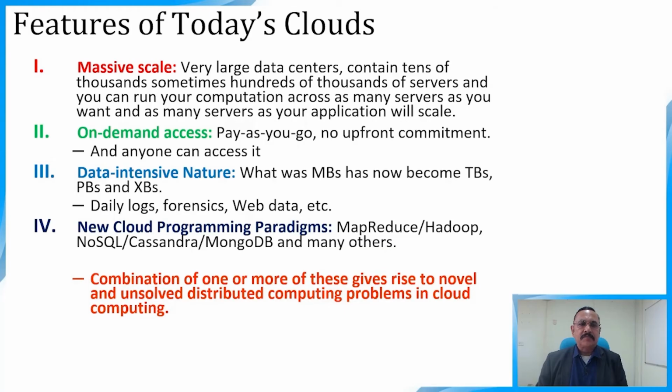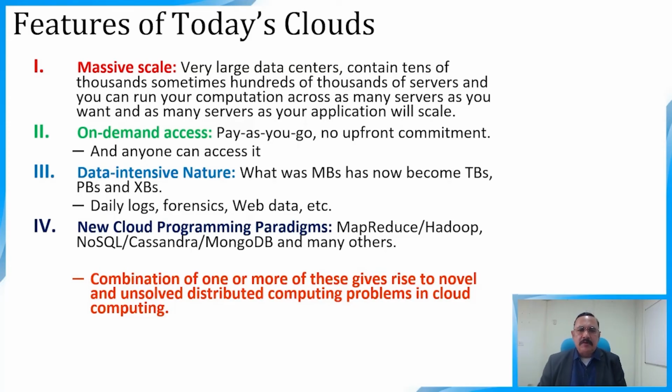The first important feature is called massive scale in today's cloud. What do we mean by massive scale? It is very large data centers containing tens of thousands and sometimes hundreds of thousands of servers, and you can run your computation across as many servers as you want; your application will scale. That huge infrastructure, providing for applications which require it, together is called massive scale, an important feature of today's cloud. The second important feature is on demand access: pay as you go, no upfront commitment, so anyone can access it.